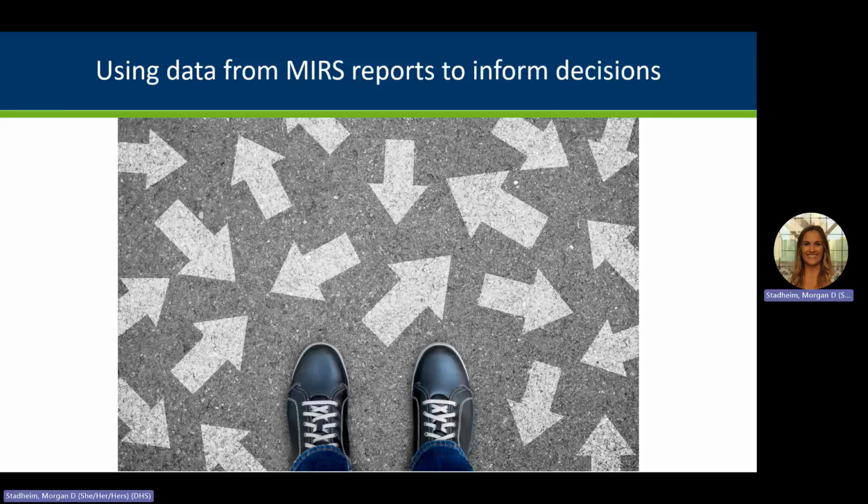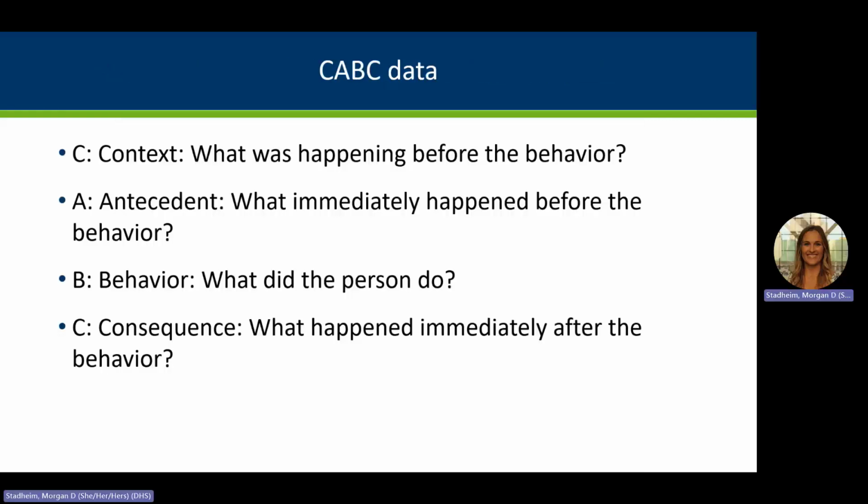The purpose of the reports in MIRS is to help teams use data to determine what steps they should take to address often complex issues. Effective data collection is essential for assessing behavior, monitoring progress, and making informed decisions. One way to evaluate behavior is to gather CABC data. The first C stands for context, or what was happening before the behavior. For example, this data might include where the person was, who was around, what the setting was like, or what the plans for the day were.